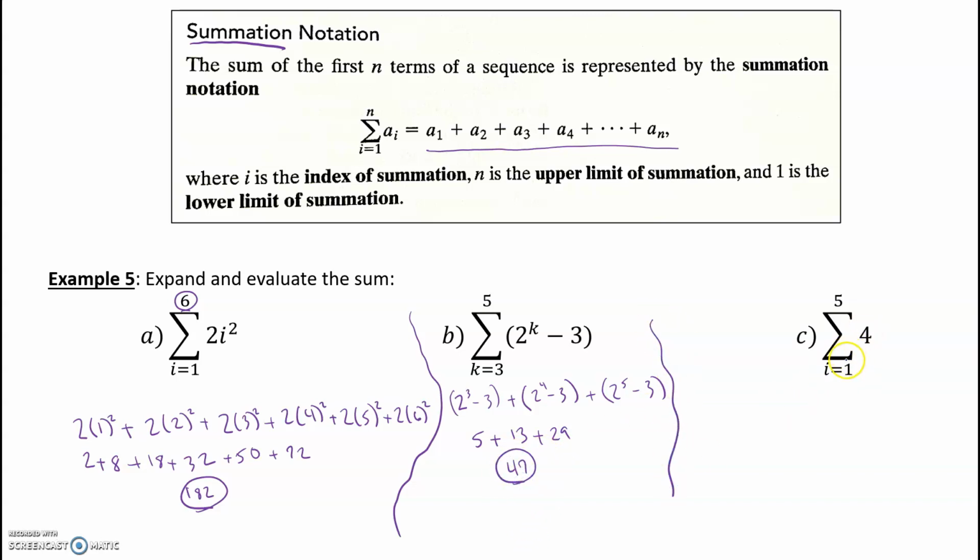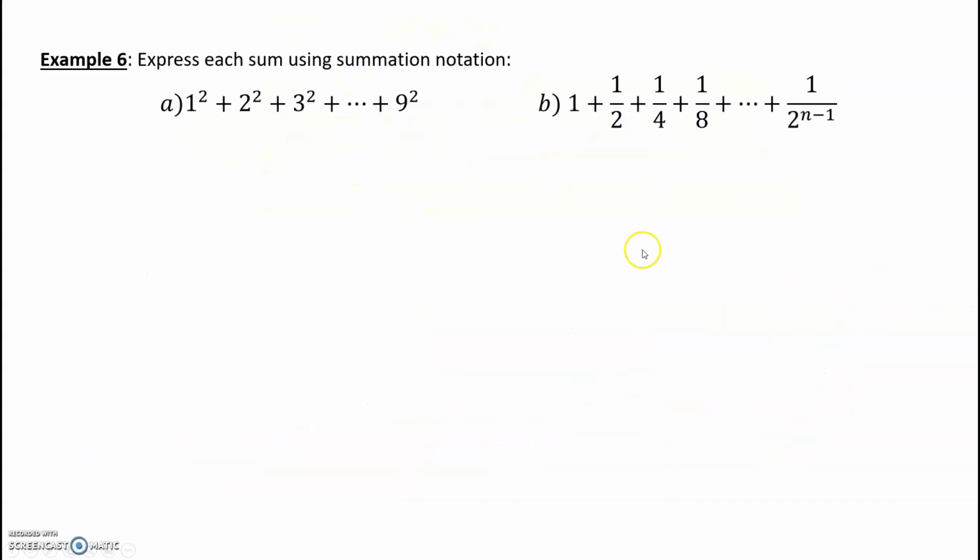Now this one looks a little weird, right? Where do I plug it in? This is telling you the first term is 4. The second term is 4. Third term is 4. Fourth term is 4. Fifth term is 4. So I did 1 to 5. And add all those up, you should get 20. So it's actually nice when there's no i in there.